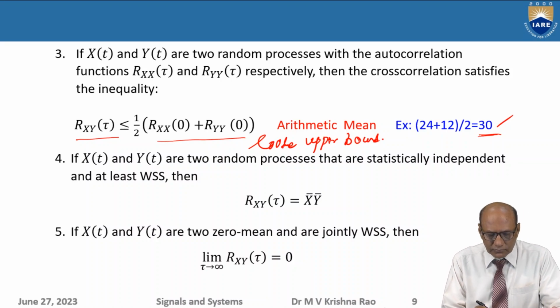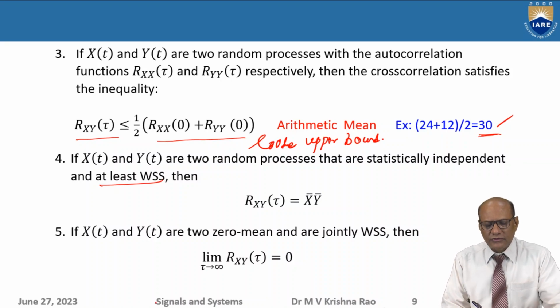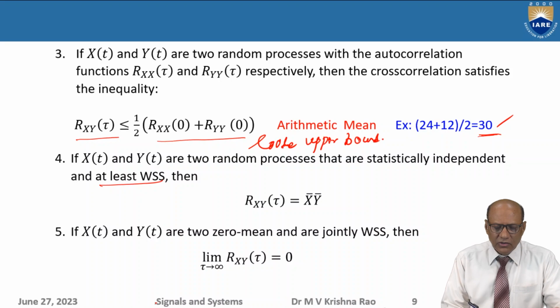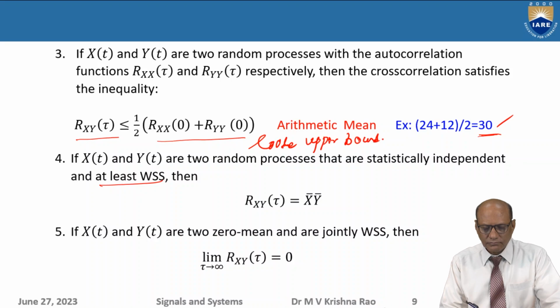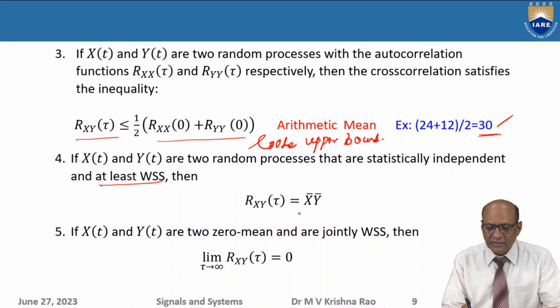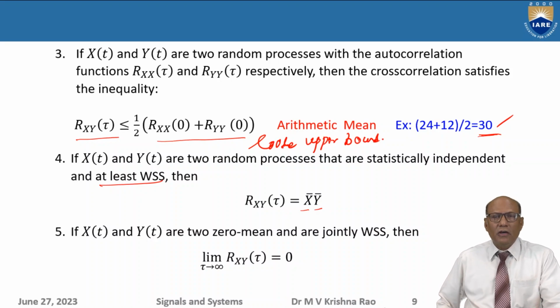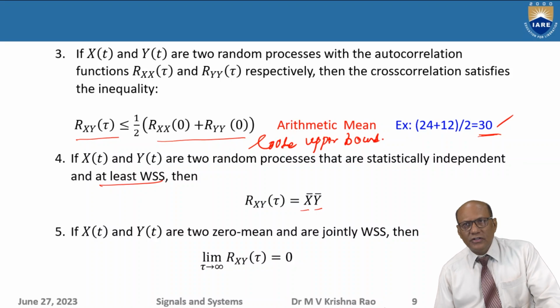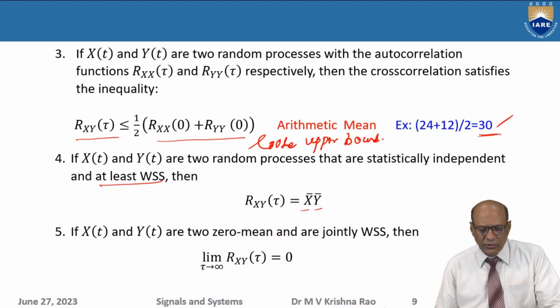Then the fourth one: if X of t and Y of t are two random processes that are statistically independent and at least wide sense stationary. Okay. So these two processes are at least wide sense stationary and they are independent processes. Then, because they are independent processes, RXY equals X bar times Y bar. So what it means is the cross correlation is the product of the two means.